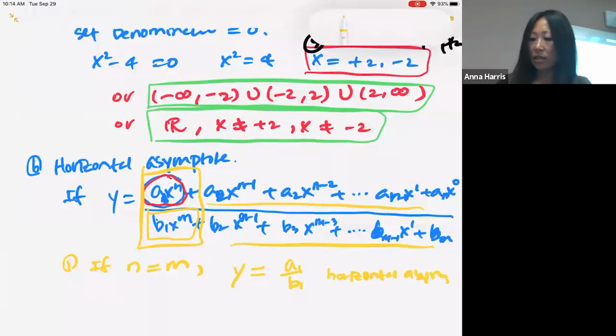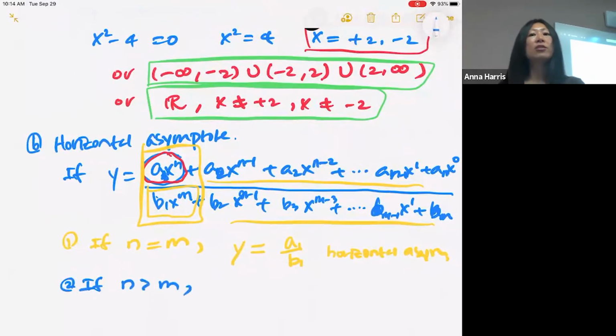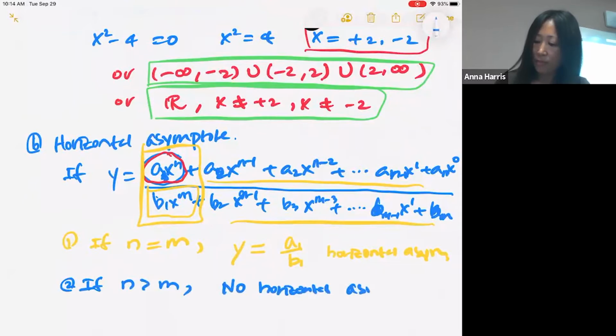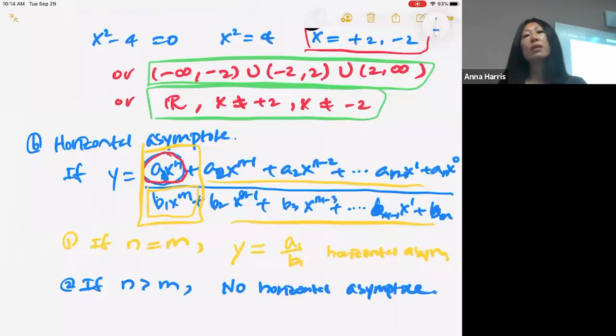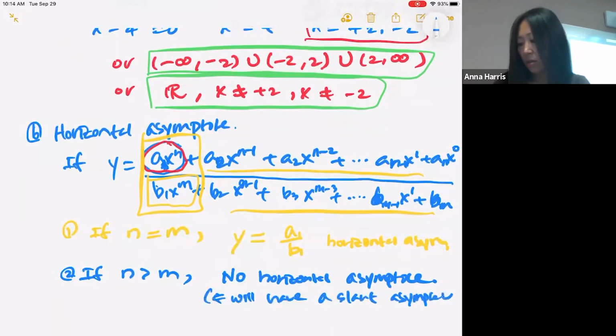Okay, second case. If n is greater than m, which means your numerator power is bigger than the denominator. In that case, there is no horizontal asymptote, because you will have a slant asymptote. But I'm not going to talk about the slant asymptote right now, so don't worry about it for now.